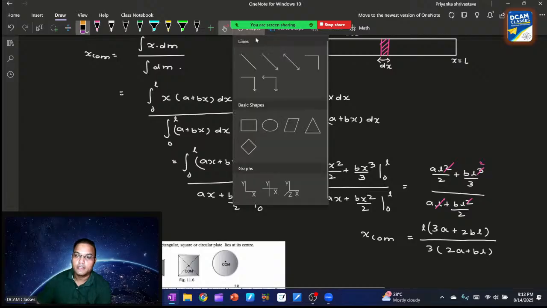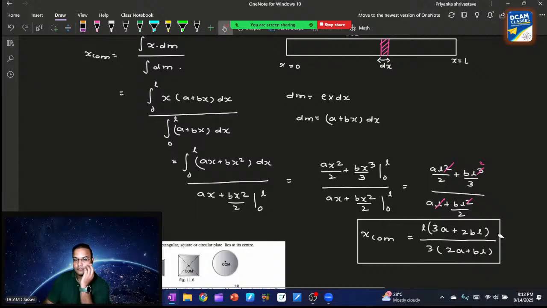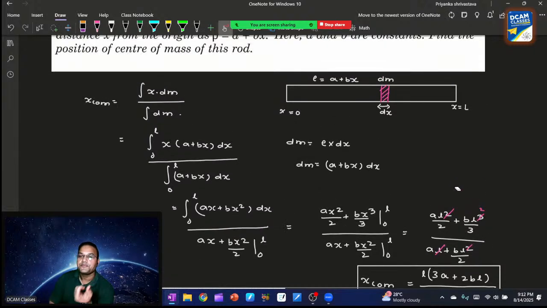See Haripriya, it was actually easy, not difficult. Sir, I didn't get to know which to integrate. See, the integration formula is x dm. Whenever you have to find out the center of mass, here along y nothing is changing, only along x things are changing, so you will have to use this formula.